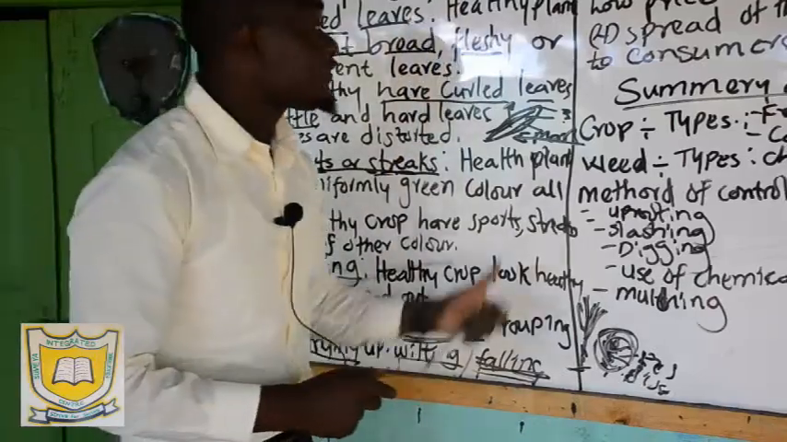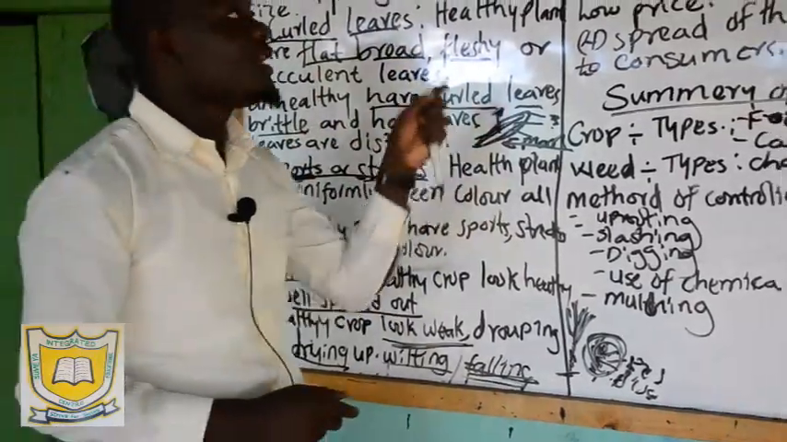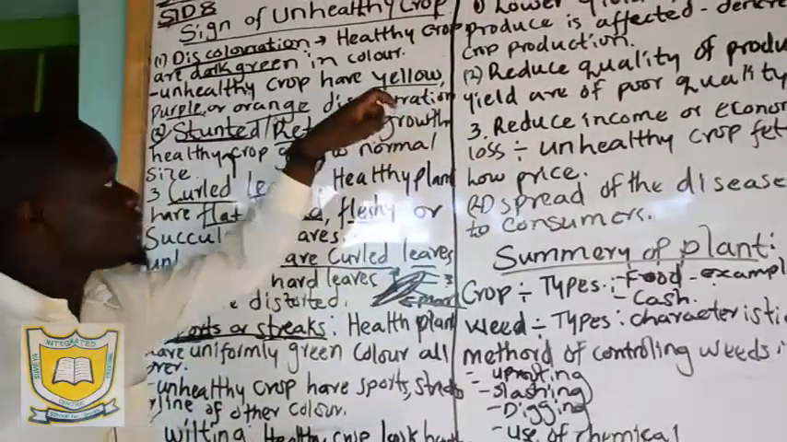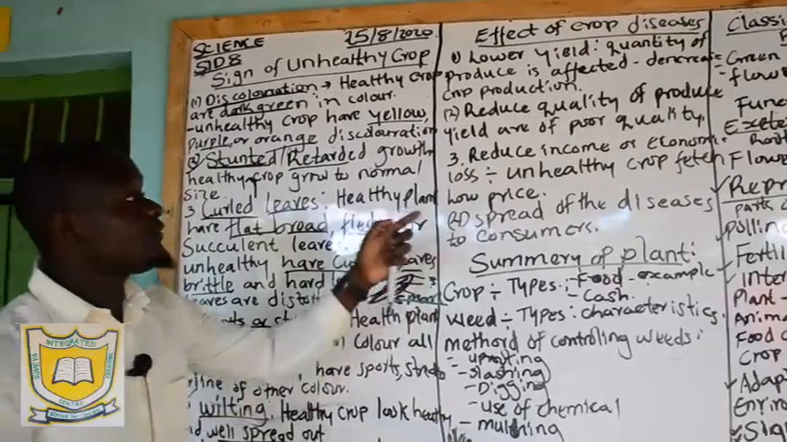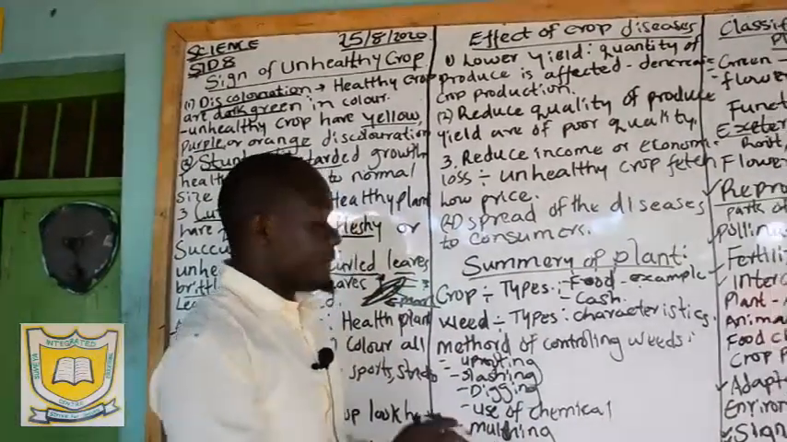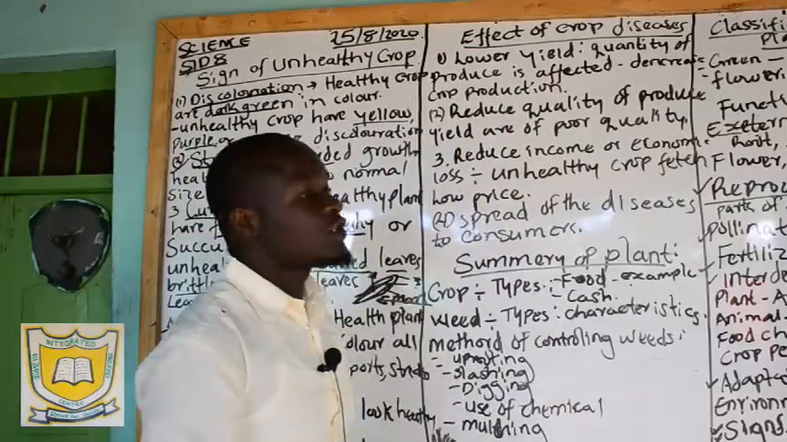Now we move on. After the signs of unhealthy crops, we have the effects of diseases, either on the human being or the consumer, or effects on the nation. Number one, the first effect of diseases is that it lowers the yield.